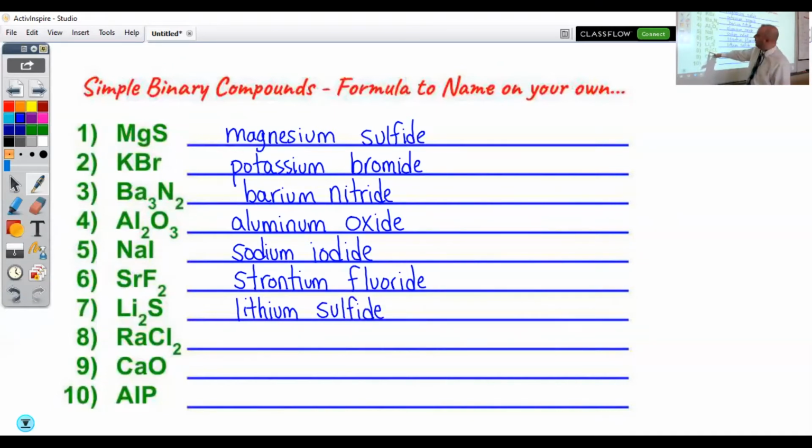Number 8, we have radium and chlorine. We're going to change the ending on chlorine to chloride. Number 9, we have calcium. We're going to change the ending on oxygen to oxide.